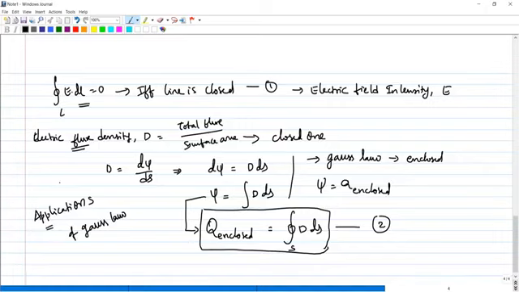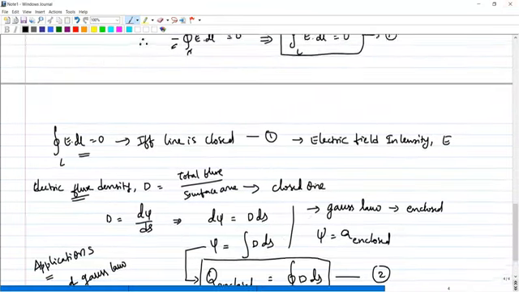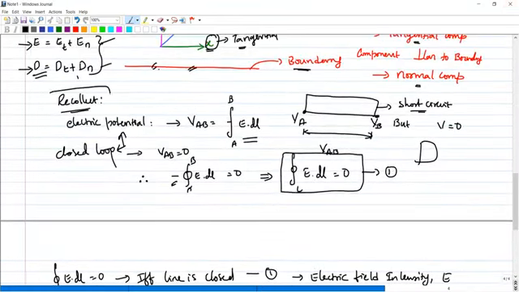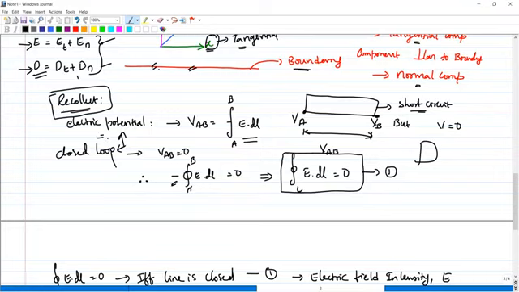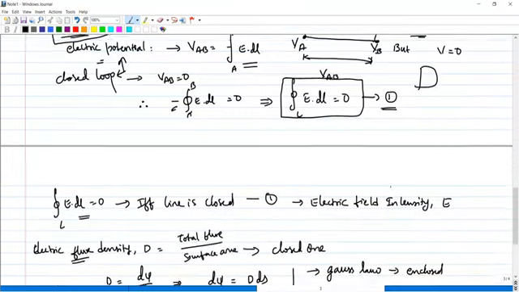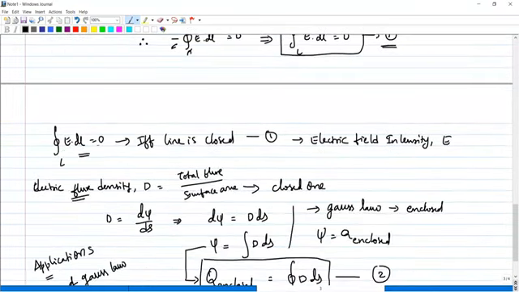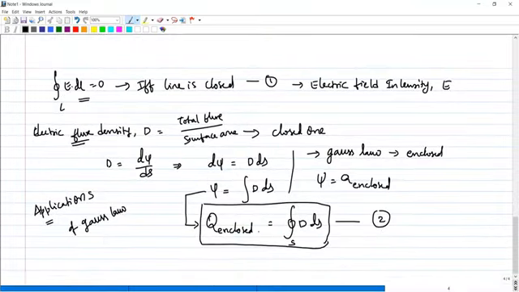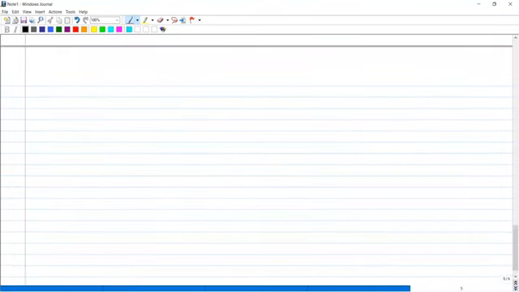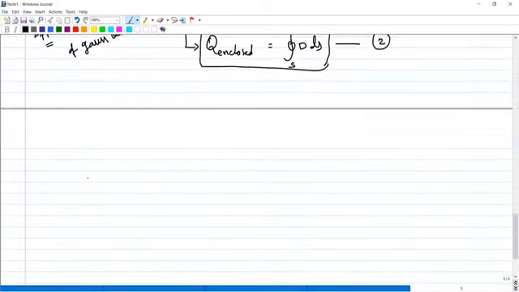Just what I am doing is recollecting. That's why I told you I am recollecting a few things of electric potential as well as electric flux density. From that recollecting, I have derived one equation. The first one is the closed line integral of E dot dl equal to 0. And the second one is Q enclosed equal to the closed surface integral of D dot ds. I am making use of these two equations in order to have the boundary conditions.